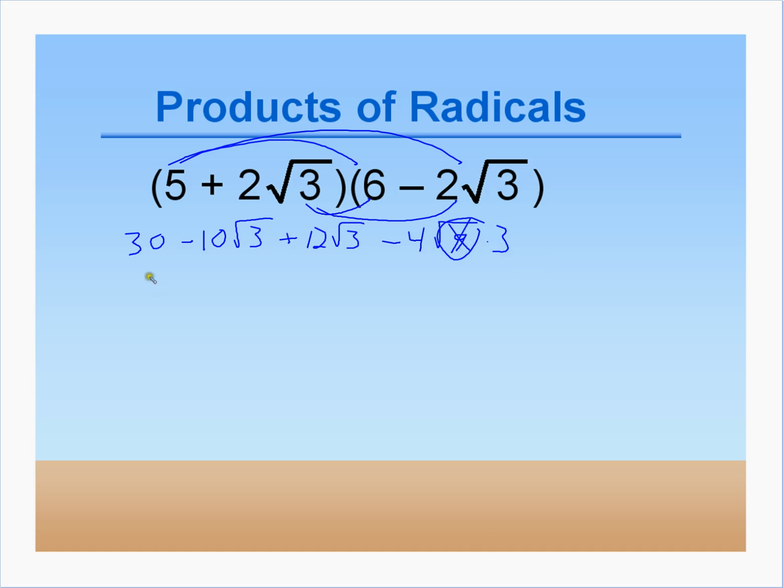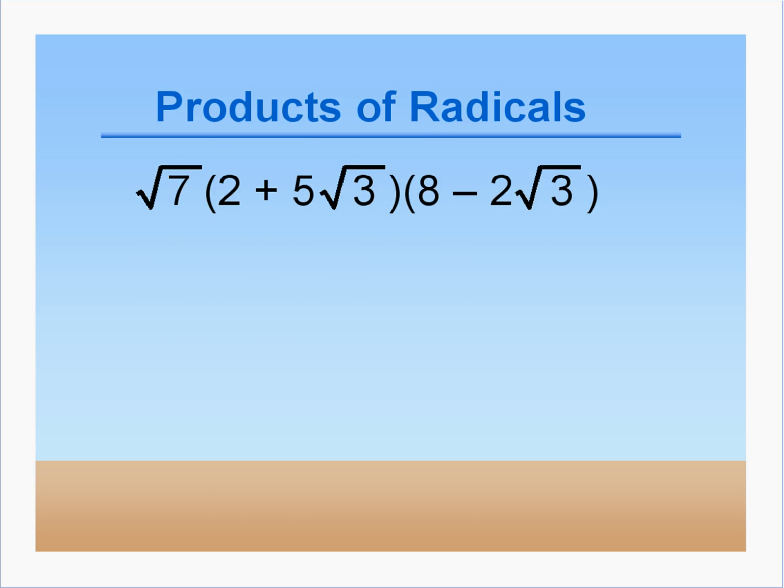But we know that that's a 3, so times 3. And so we have 30. A couple like terms here. Negative 10 root 3 plus 12 root 3 is a positive 2 root 3, and then minus 12, and so finally we have 30 minus 12 is 18 plus 2 root 3. And we've really gone through a lot of examples.